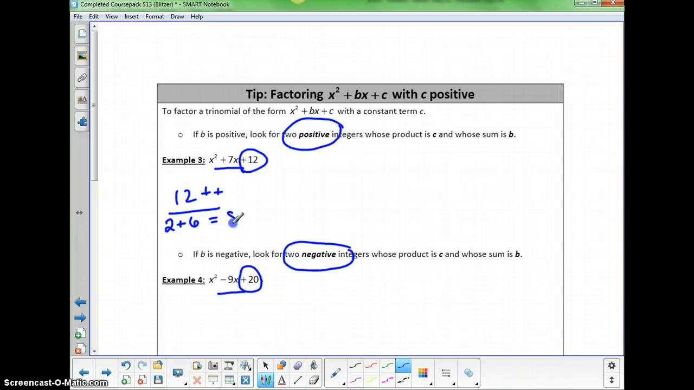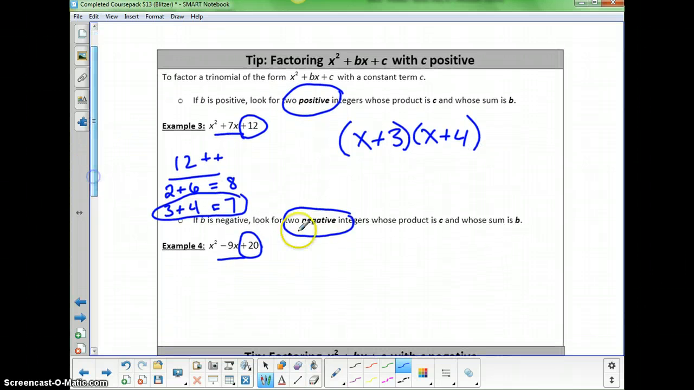I need to multiply to 12, not add to 12. So I multiply to 12 with 2 and 6, two positives. 2 plus 6 is 8, that doesn't work. Or 3 times 4, and 3 plus 4 is 7. That's the one I need because it adds up to the number that I was looking to get. So the answer, the factorization, is x plus 3, x plus 4.